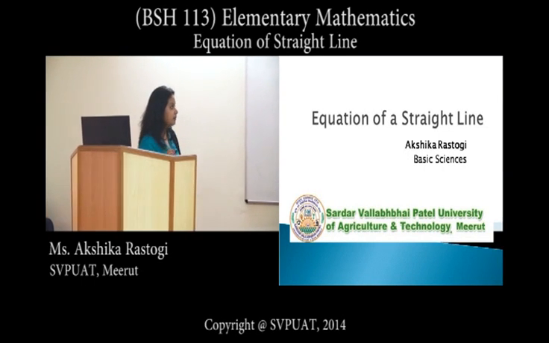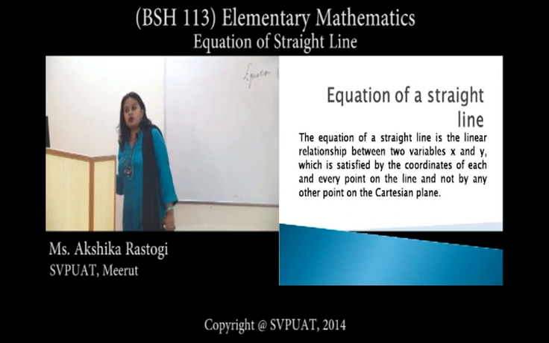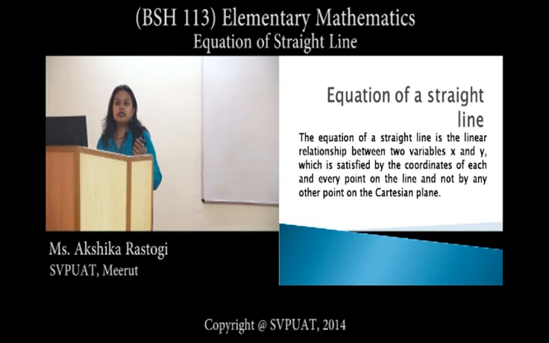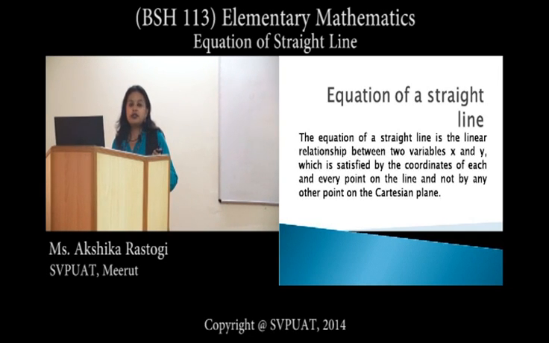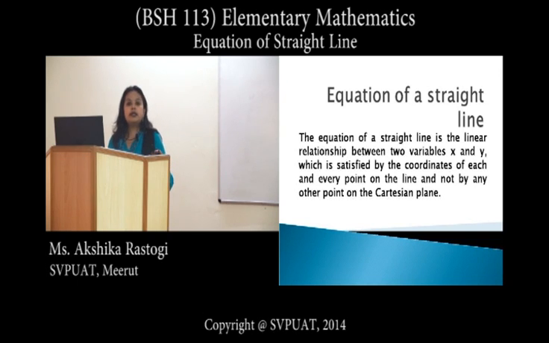Straight line. What does it mean? Equation of a straight line means we are going to make an equation which represents a straight line. And what does a straight line mean? A straight line means that the particular equation must have a degree 1. If the degree is 1, that means it is the equation of a straight line.